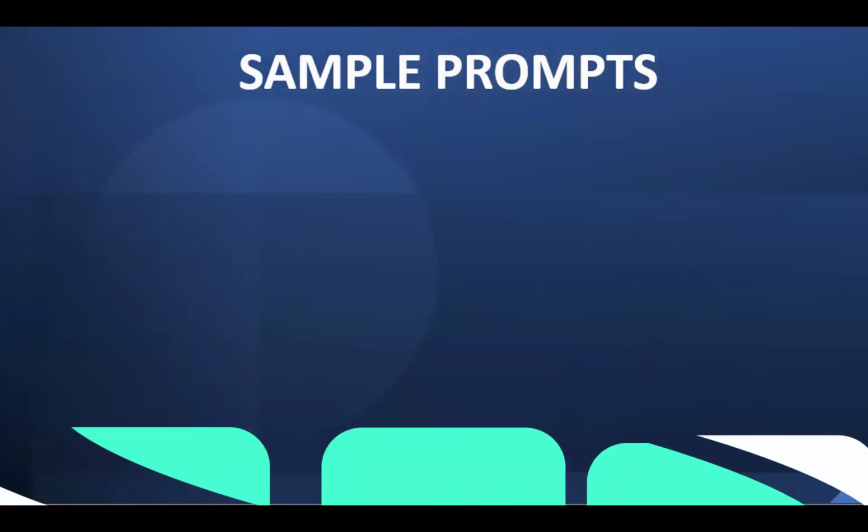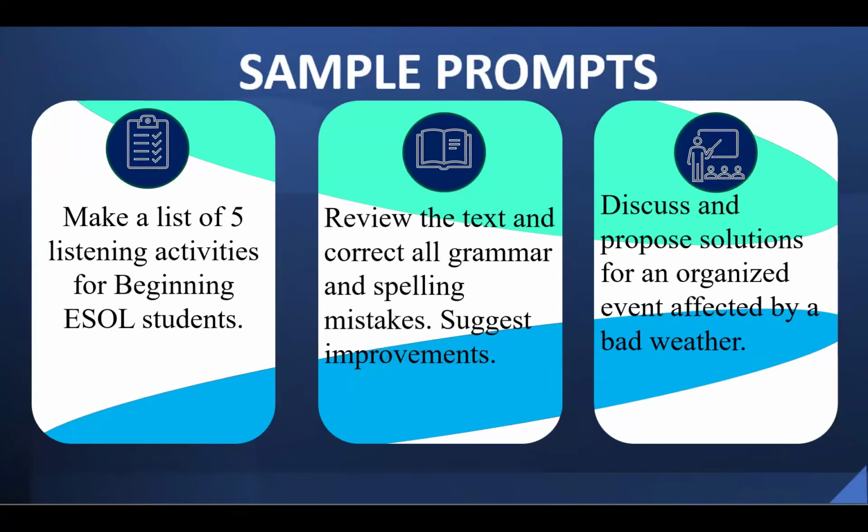So here are some other sample prompts. Some of the things that we do in class, sometimes off the cuff, students finish the activity that you have and you want to come up with supplemental activities. So here are sample prompts. Act as a teacher, make a list of 5 listening activities for beginning ESL students. You can even enhance this by doing a particular topic. You can put in the objectives for the lesson, and then ChatGPT will even enhance that to match that particular objective. Review the text and correct all grammar and spelling mistakes and suggest improvements.